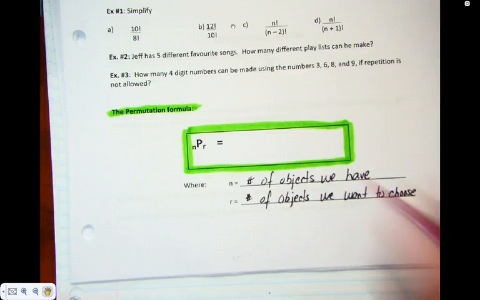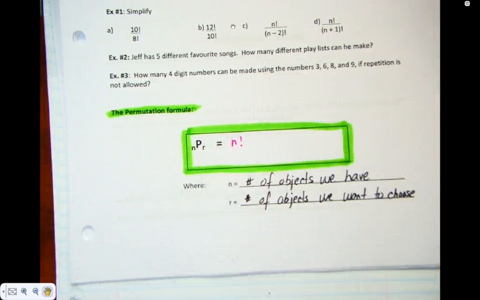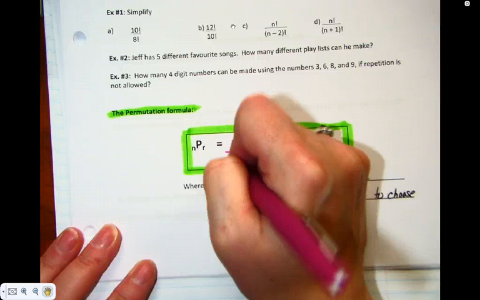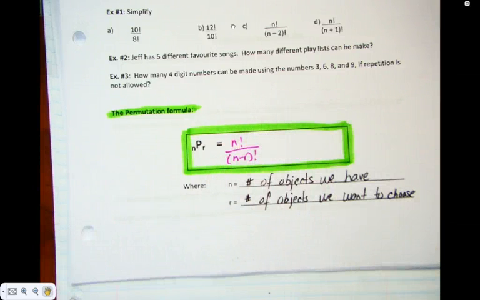And the nPr formula is equal to n factorial on the top divided by n minus r factorial on the bottom. This is why we need the factorial notation before we could do the formula. Otherwise, the formula would make no sense to you at all. n factorial over n minus r factorial.